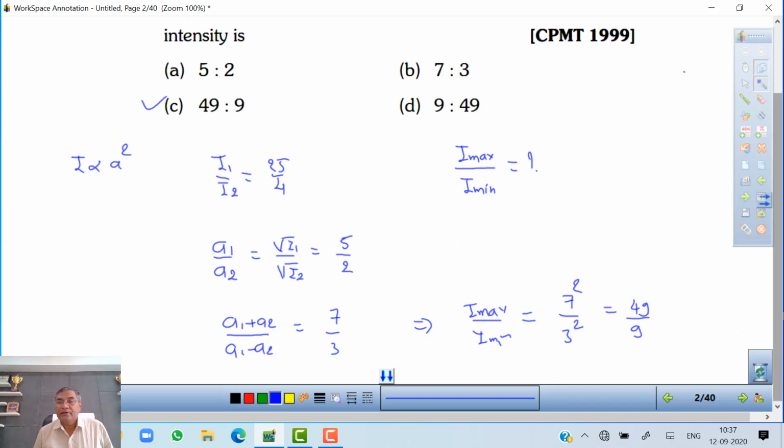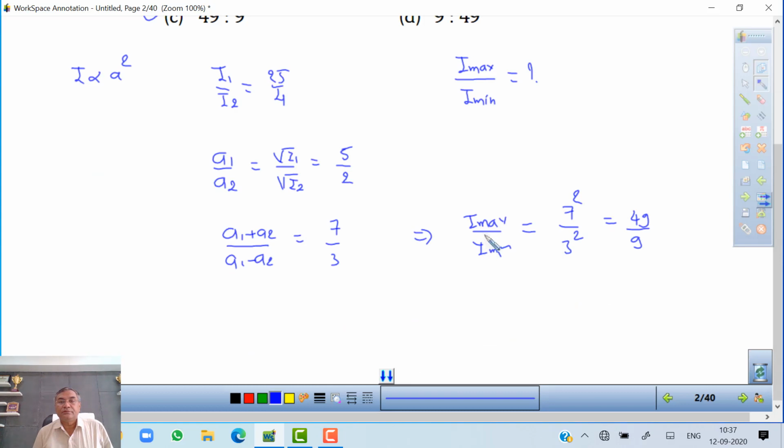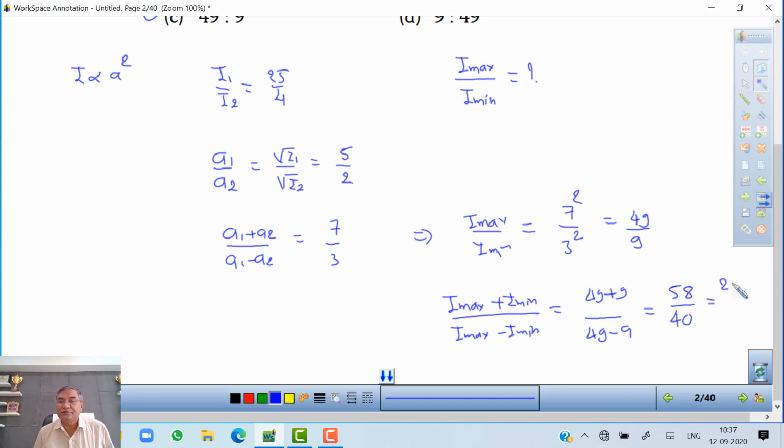Okay. Sometimes this is also asked: what is I max plus I min upon I max minus I min. So we can take another step from here. So that comes out to be 49 plus 9 upon 49 minus 9. So this is 58 upon 40. Sometimes this is also asked. Okay.